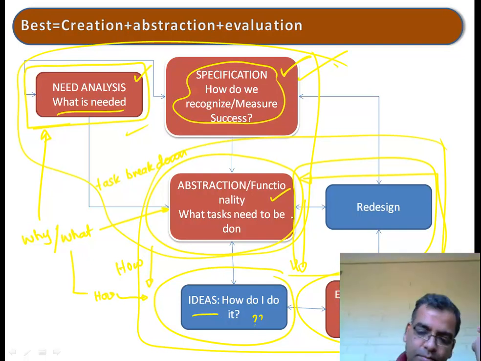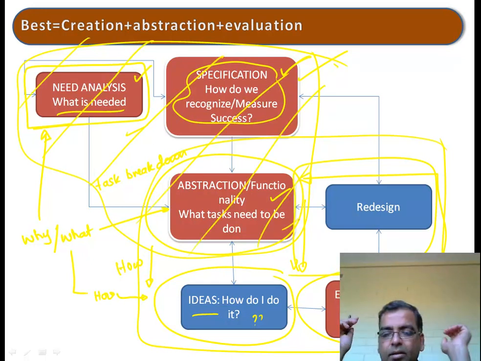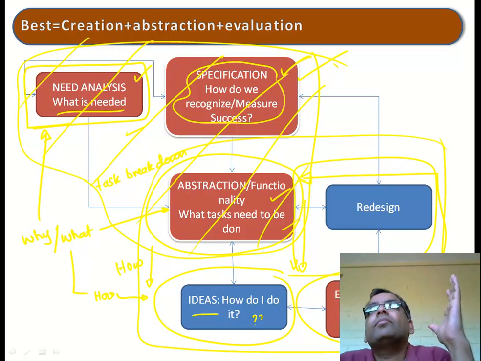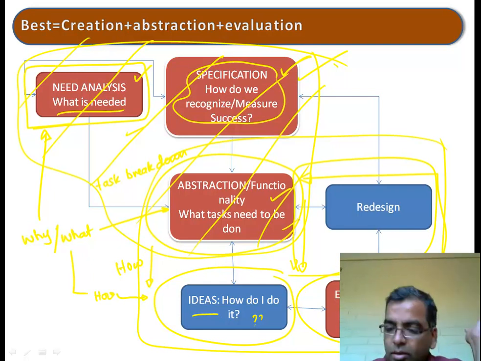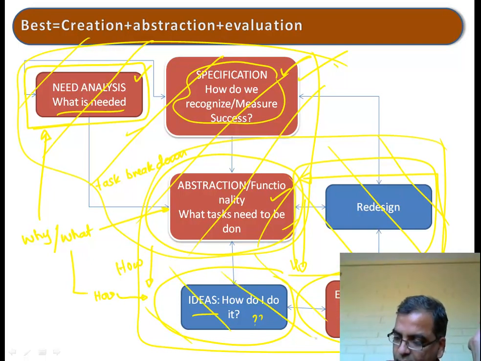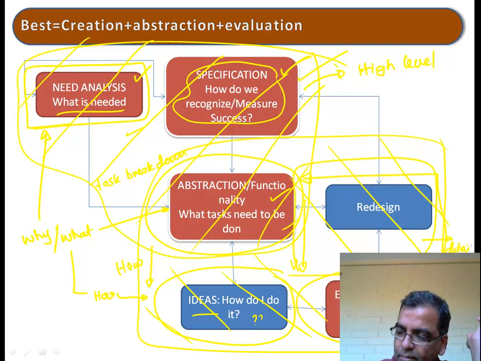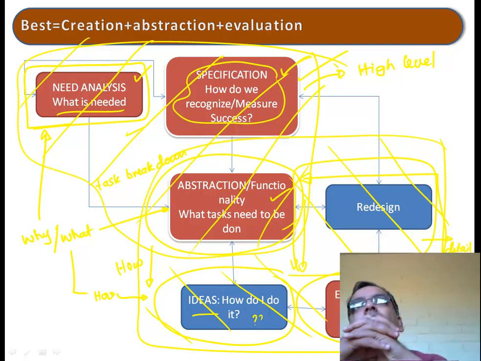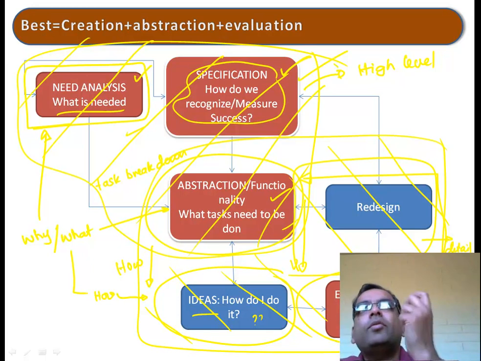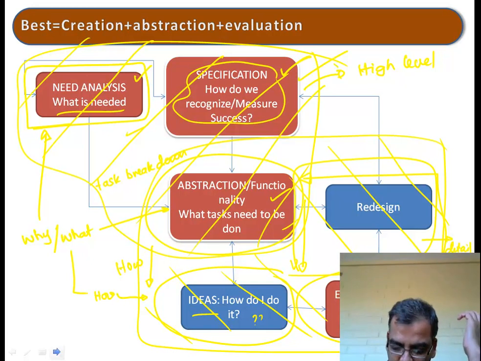So the upper cycle is the high level stuff. This is when you are negotiating with the client. The lower cycle is the detail stuff. So this is high level, this is detail. And the idea is you need to do both of them. So you have to constantly keep switching your hat between the high level cycle and the detail cycle. This is what design is all about.